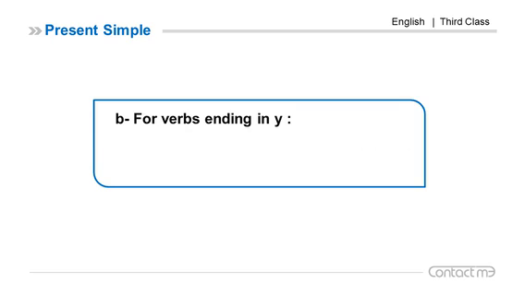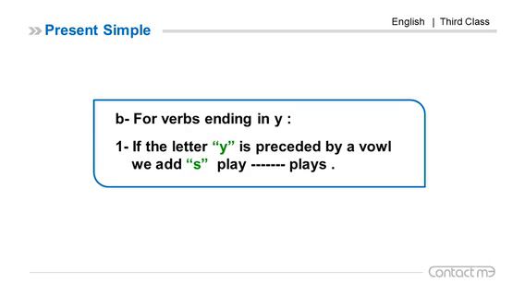For verbs ending in y, if the letter y is preceded by a vowel, yani a vowel comes before the letter y, we add s. For example, play. He plays. The word play ends in y. There is a vowel a before the letter y, so we add s.